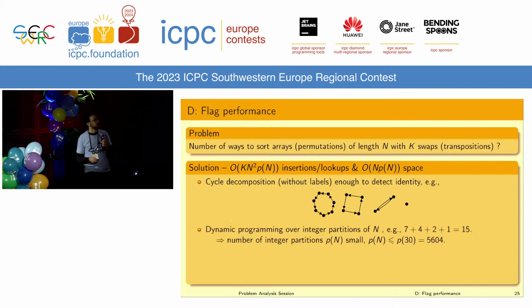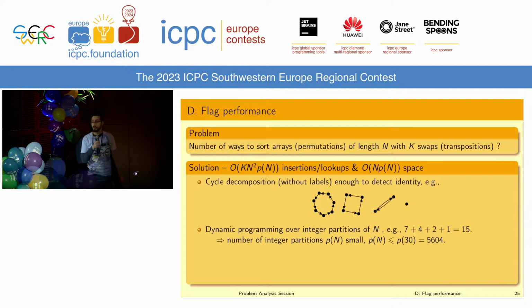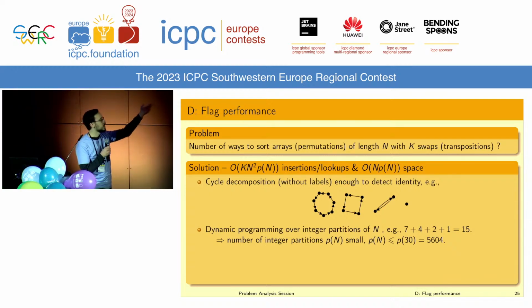And the point there is that the number of such cycle decompositions, if you don't look at the labels inside, is quite small. That's the integer partitions, so in how many ways you can decompose a number, for example 15, as a sum of integers. So the cycle decomposition there on the top corresponds to 7, the length of the first cycle, 4, 2, and 1. And that gives you 15. And the number of integer partitions is much smaller. So for 30, you have 5,600 or more or less. And so that becomes doable.